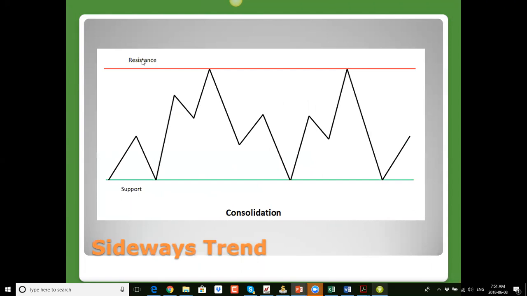And then we have sideways markets. Sometimes it will be a range-bound market. So when you hear me in the daily market analysis call say we are in a range-bound market, it's the same thing as the sideways market.